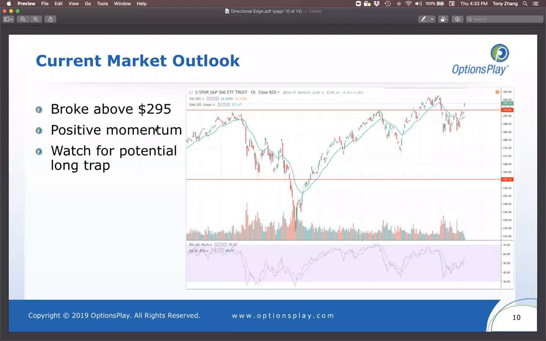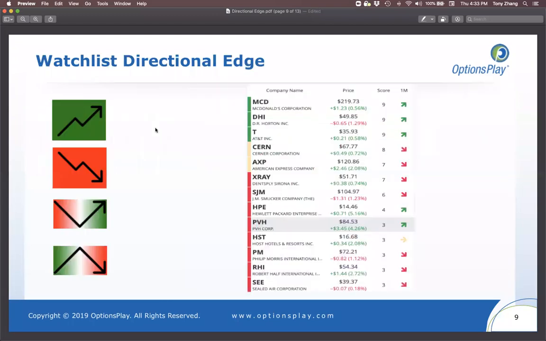Now, how many of you were familiar with these trend indicators and the relative strength indicators here at OptionsPlay? If you can just type into your chat window either a yes or a no, that helps me understand the audience here in the room. How many of you are currently using these indicators and how many of you do not?